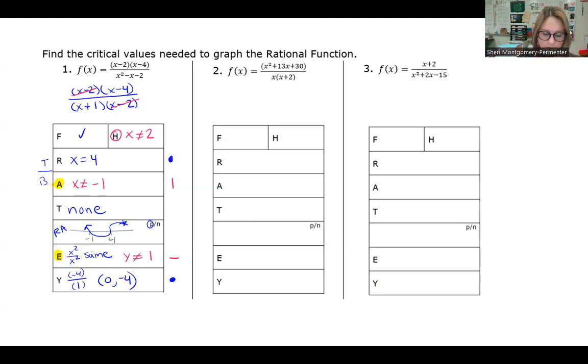Let's do another one. So example 2, is it already factored? No, so we need to factor the top. When I look at the top, I think of two things that I can multiply to give me 30, that I could add to give me 13. Yep. 10 and 3. My middle term is positive, so the bigger number will be positive.